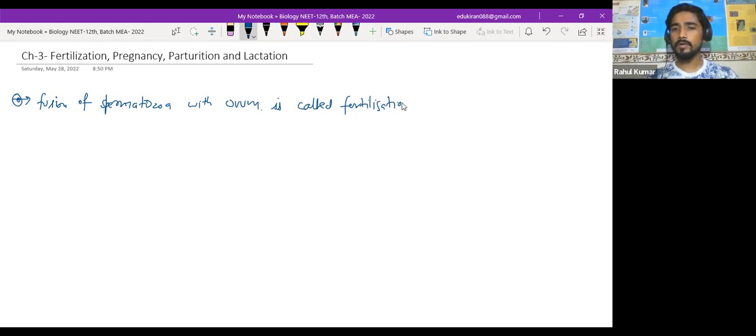Now there is one more term in your book, called syngamy, associated with the process of fertilization. Does anyone know what syngamy is? Have you studied this term, syngamy?